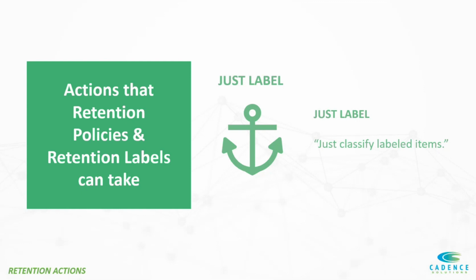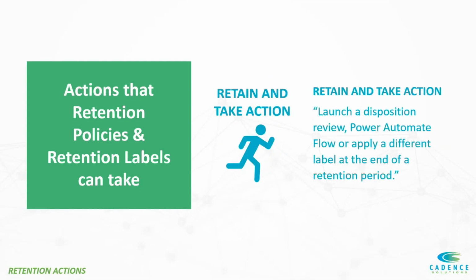And then our last type of retention label, and one of the most powerful ones, is retaining and then taking action. The first action we reviewed was that you can retain an item for a certain amount of time and then have it automatically deleted. But Purview doesn't just stop there. There's a richer experience where you can retain an item for a certain amount of time and then take actions. Some of the actions you can perform after the item has been retained for its given duration include launching a disposition review, launching a Power Automate flow, applying a different label, or even extending the retention period. So there are a lot of different actions you can take after its first duration has expired.